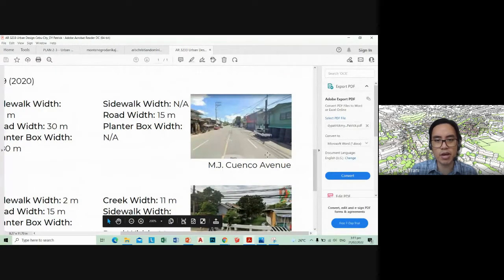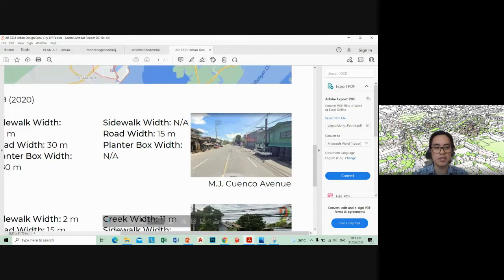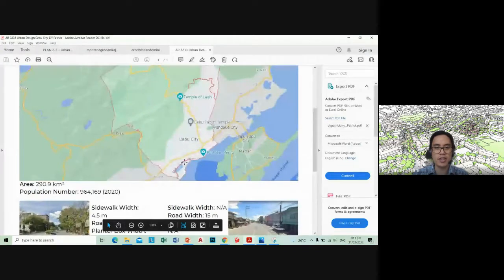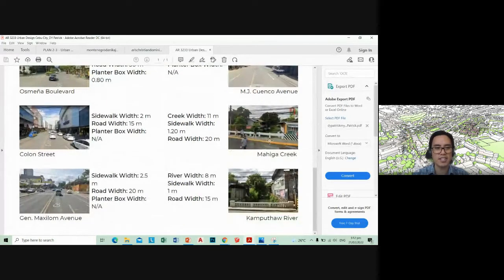And MJ Cuenco Avenue, I think there are some sidewalks, but it has been built on top of or claimed by private property, so it has become just like parking spaces for buildings. So you can see the variety of a large city like Cebu. Some areas have sidewalks, some areas have very poor urban design, and some areas are somewhere in the middle.